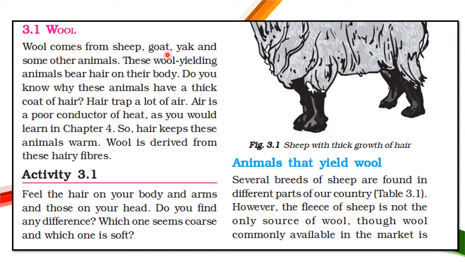Wool comes from sheep, goat, yak and some other animals. These wool-yielding animals bear hair on their body. Do you know why these animals have a thick coat of hair? Please underline, this is very important. Hair traps a lot of air. Air is a poor conductor of heat, as you would learn in chapter 4. So these two sentences are important. Please underline. So hair keeps these animals warm. Wool is derived from these hairy fibers.